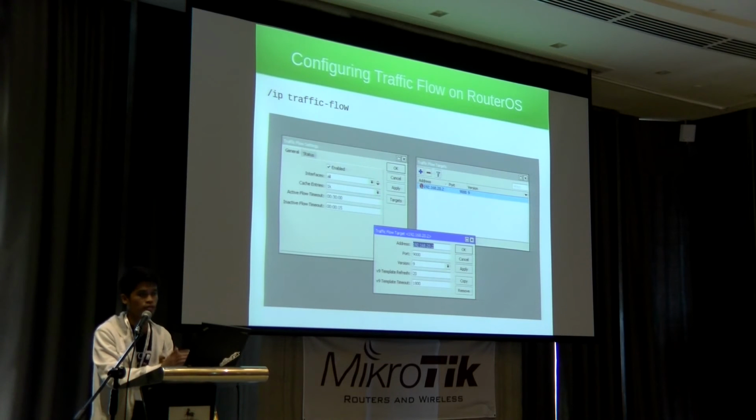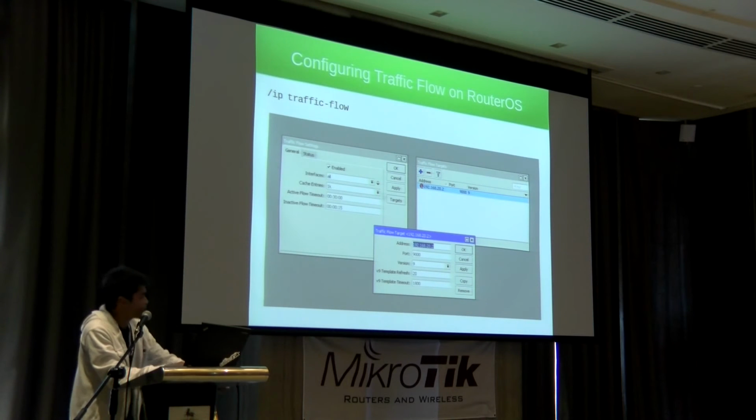And here is some configuration also that we need to do on the router end. Under the IP traffic flow, under the traffic flow setting, you are going to enable it and then select all the interfaces that you want to collect, all the traffic that you want to be able to see on the ntop.